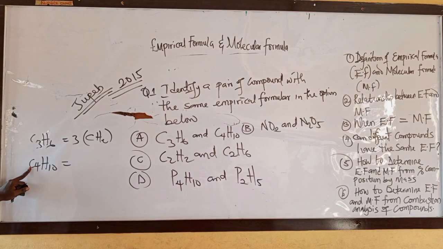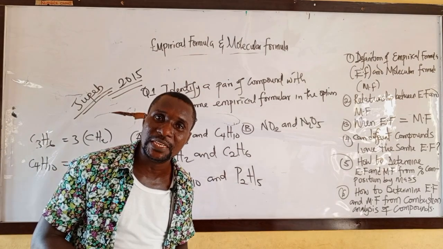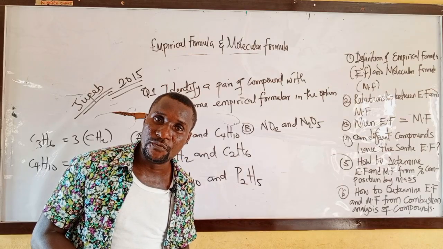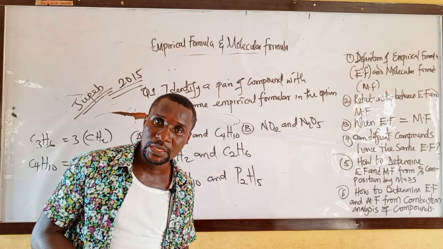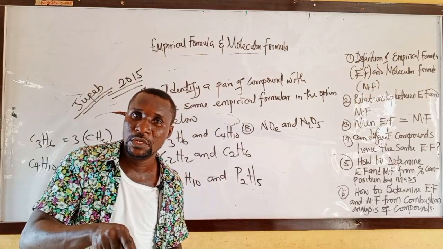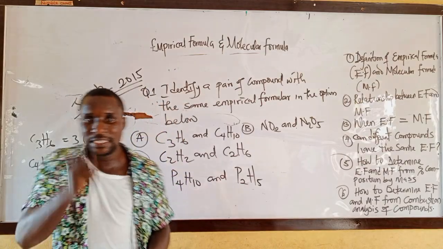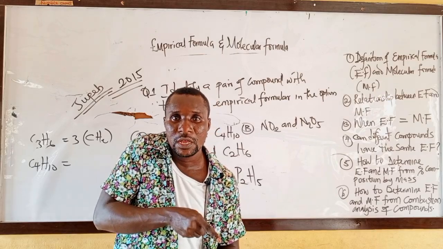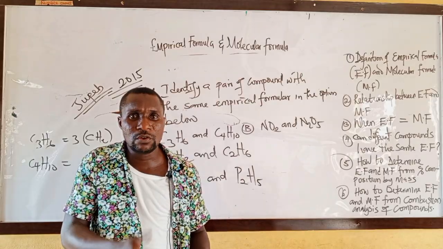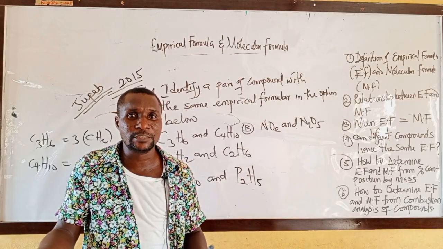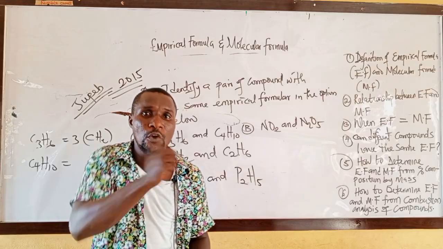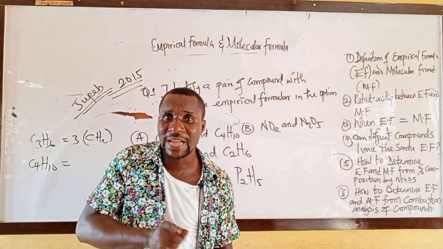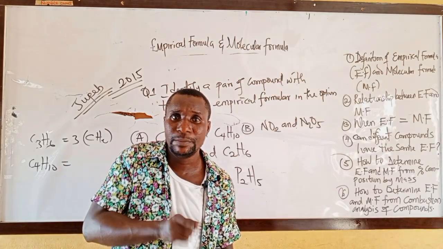Take note, empirical formula cannot be in decimal number. It cannot be in fraction. It's the simplest whole number ratio. Take note of that. If you work a question and you get a fraction or a decimal number, you have to multiply it to convert it to a whole number. That's why they say simplest whole number ratio.